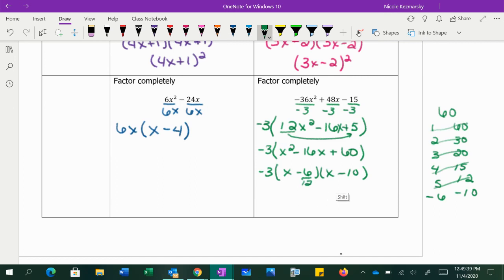I'll divide by the 12 that I slid. So that's going to give me x minus 6 over 12 reduces to 1/2. And 10 over 12, both divisible by 2, reduces to 5 over 6. I'm going to move those denominators so that we don't have fractions in our answers and say negative 3 times 2x minus 1 times 6x minus 5.